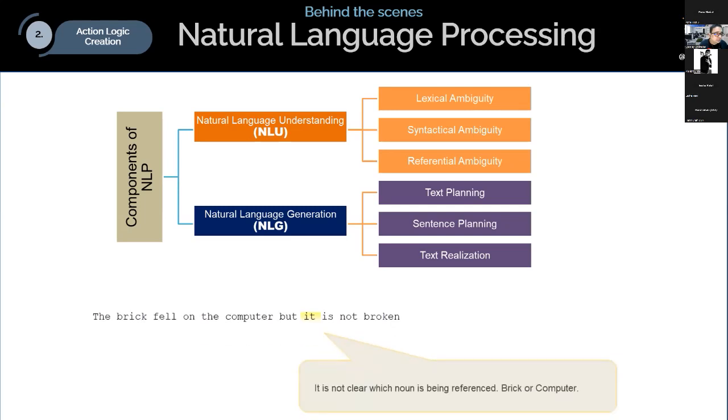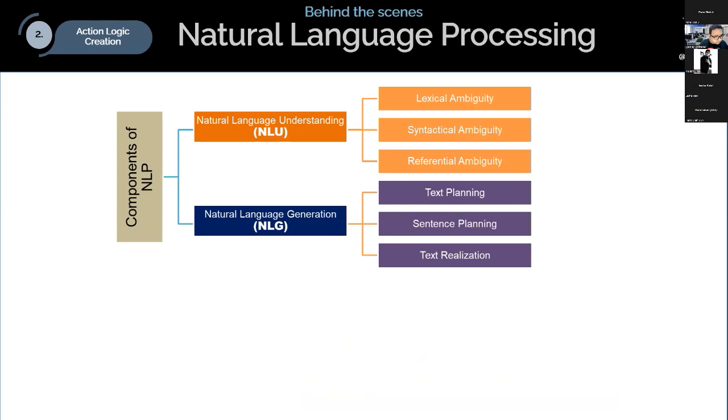So some examples, like a brick fell on your computer or your laptop, right? And it is broken. Now, what is "it" referring to here? Is it a brick or a computer? So there is some sort of referential ambiguity. You don't know what it is, right? So these algorithms actually help you intelligently figure out what you are typing in natural English language and relate to what you actually want to do, and automate or author, right?